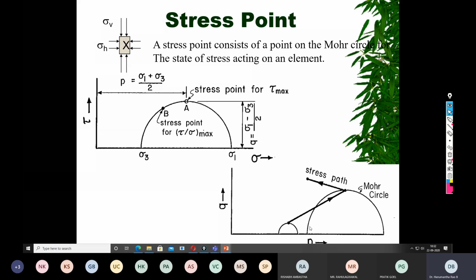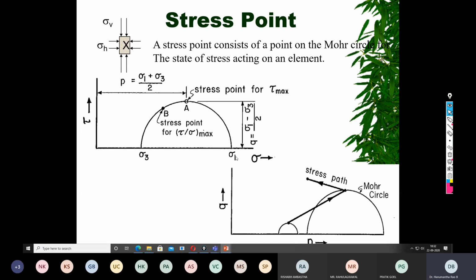For better understanding, say this is one Mohr circle and this is another Mohr circle. You try to join one point with another point, and this line is called a path. This path could be linear or non-linear, depending upon the total stress condition or the effective stress condition. This path may touch the failure plane or may not touch the failure plane.